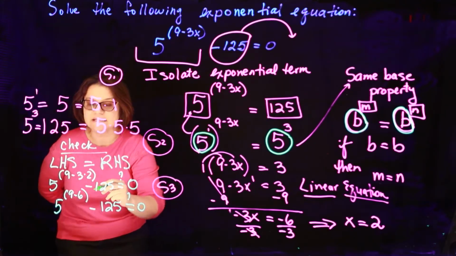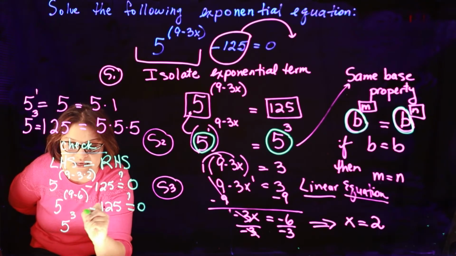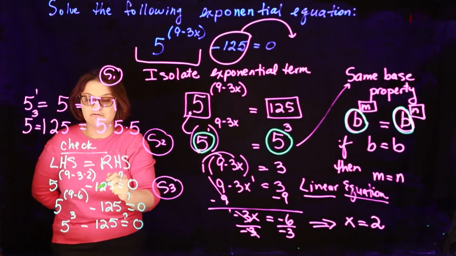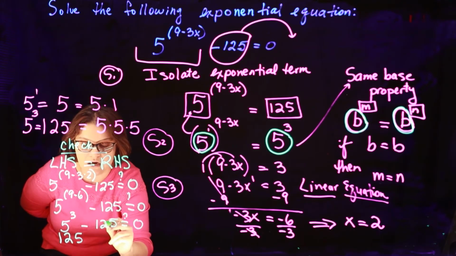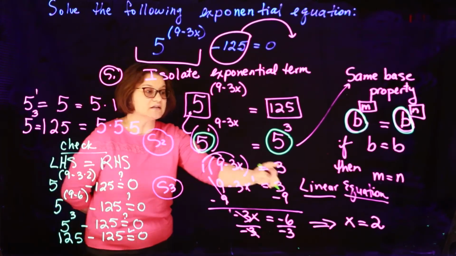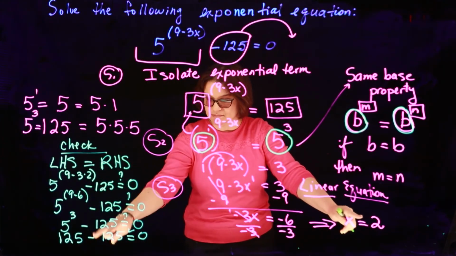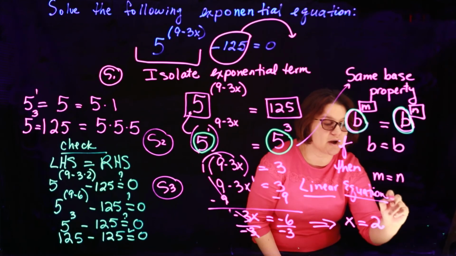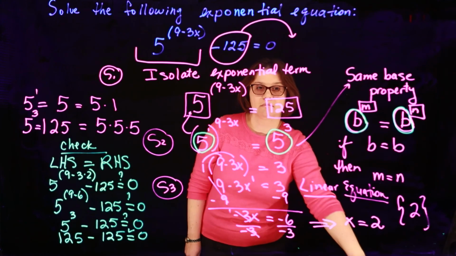All right, now let's see. 5 to the power of 9 minus 6 is 3, minus 125. We want to make sure that it equals 0. If we raise 5 to the power of 3, that gives us 125. And now notice, 125 minus 125 is indeed 0. So this solution, x equals 2, checks in both sides of the equation. The equation is balanced when x equals 2. That means we can finally write that the solution to this problem is 2. And we write it in a solution set. And we're done.